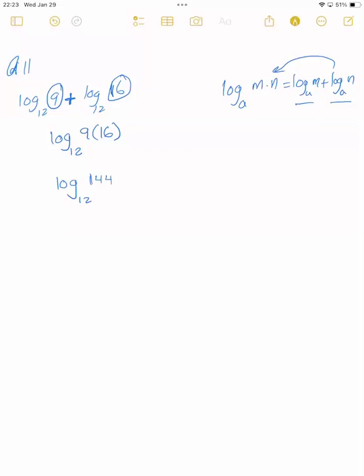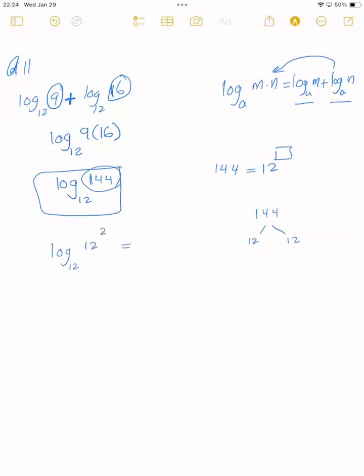And then the question is, can we simplify this any further? Is it possible to write 144 as a 12 to some exponent? And the answer is yes. 144 is divisible by 12. 144 divided by 12 is 12. So we can write 144 as 12 to the power 2. 12 and 12 are the same. The answer is 2. So the answer to this problem is 2.